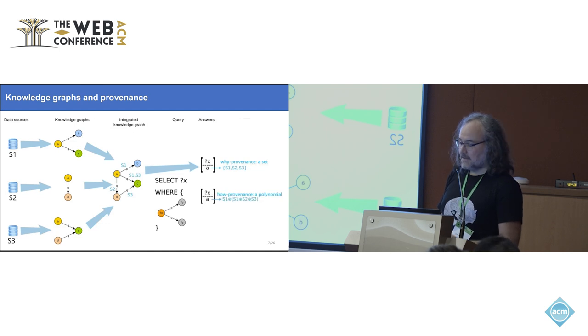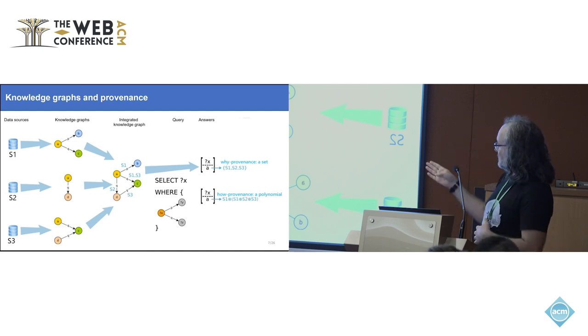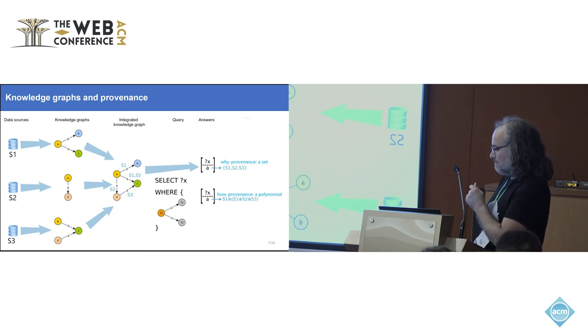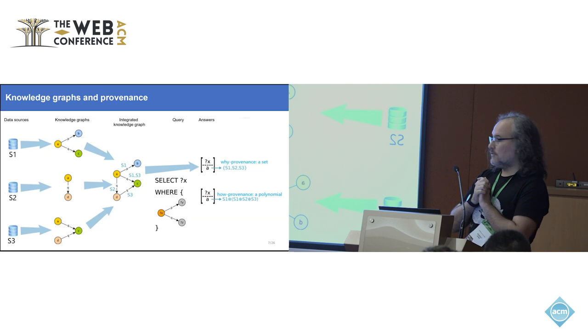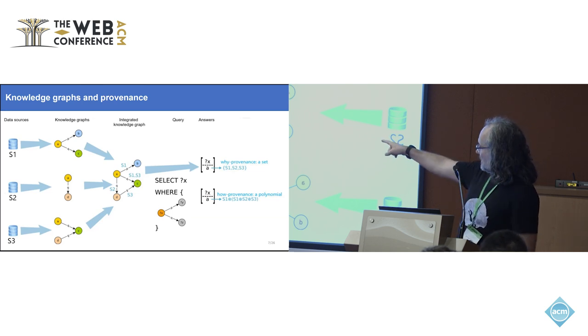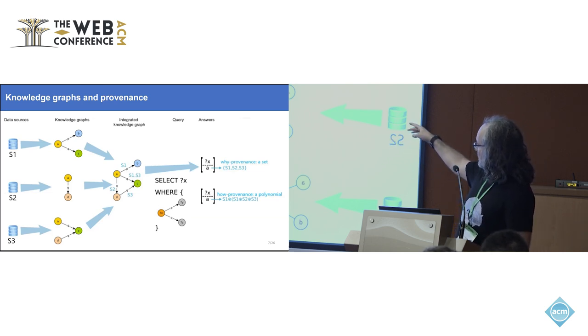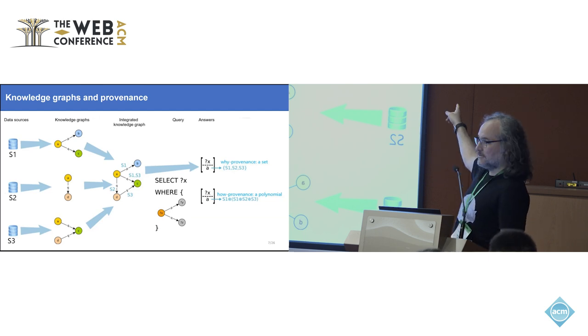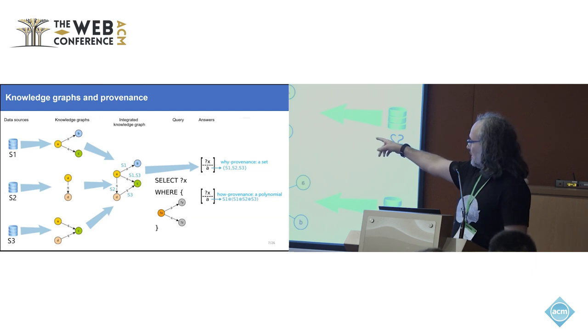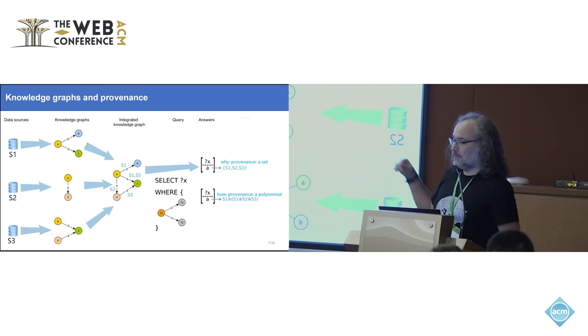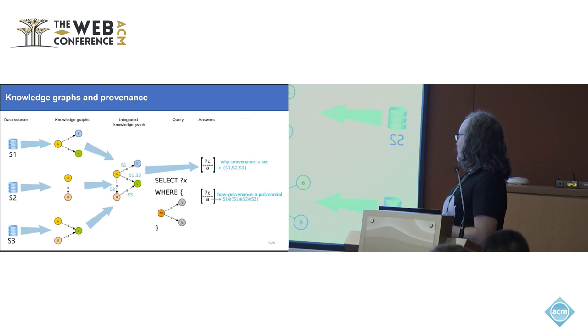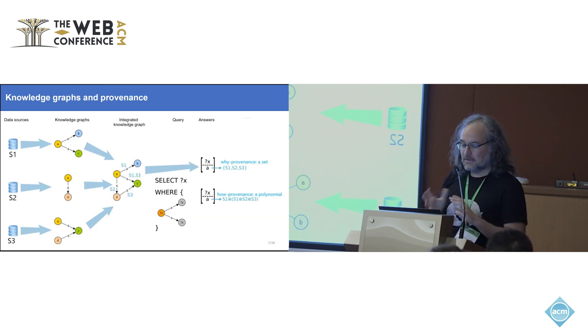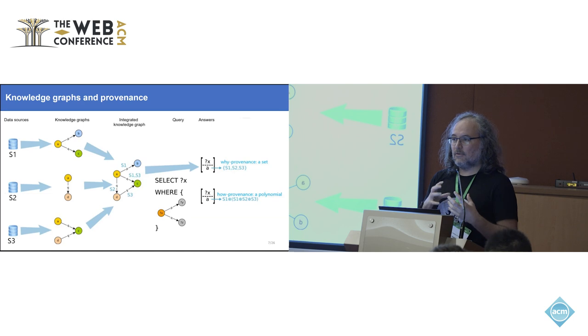But a more expressive form of provenance is the how-provenance that we will consider now, and it has the capacity to express how the answer was produced. In this case, you know that S1 was needed for the first triple, so it requires S1. If we remove that data source, we lose that solution. Alternatively, we can use one of the other three sources to capture the second part of the query. So this gives us an explanation of how the answer is produced.